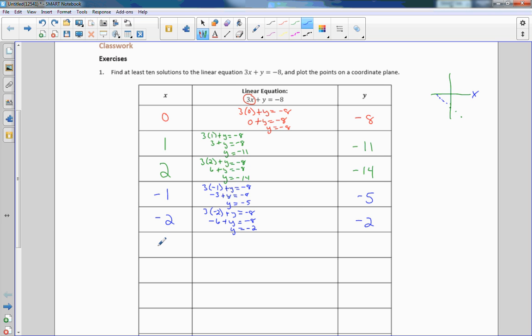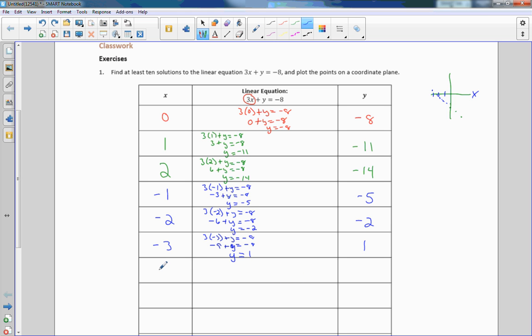So now I'm going to choose the point negative 3. And when I plug that in, I get 3 times negative 3 plus y equals negative 8. Negative 9 plus y equals negative 8. Now I'm adding 9 to both sides. So when I add 9, I get y equals, and negative 8 plus 9 is 1. So now I'm at the point negative 3, 1. So this would be negative 1, negative 2. Here's negative 3. 1 would be up here. So now I've crossed over into the second quadrant.